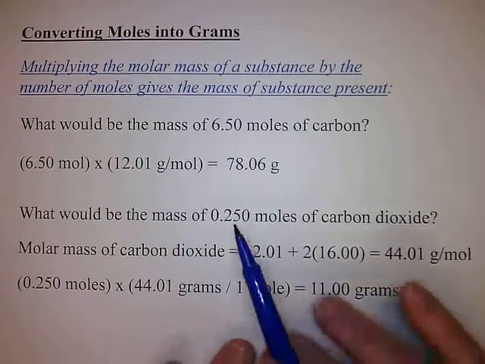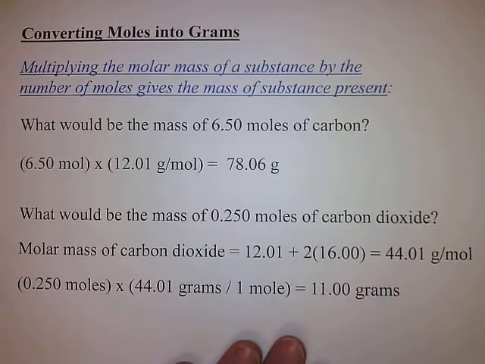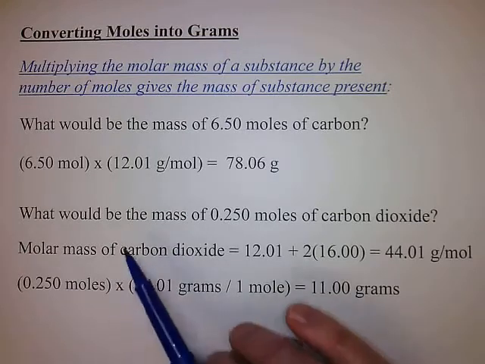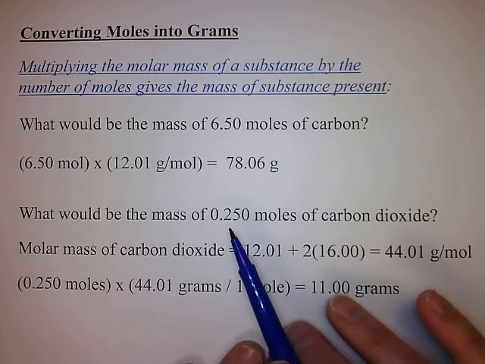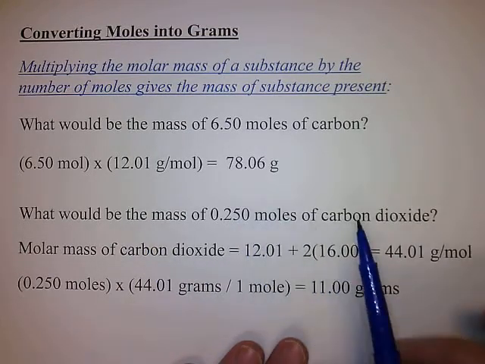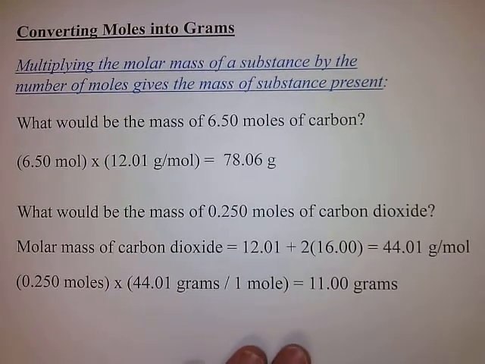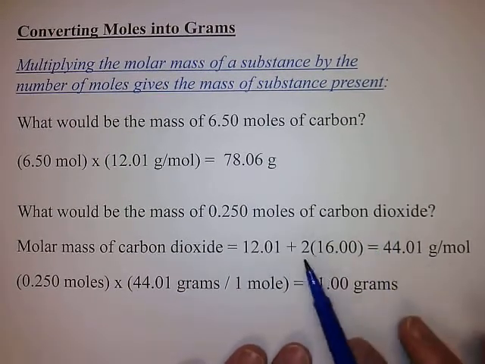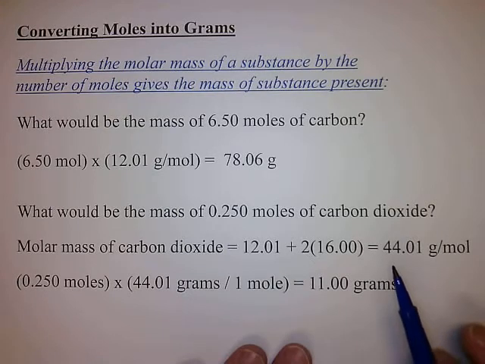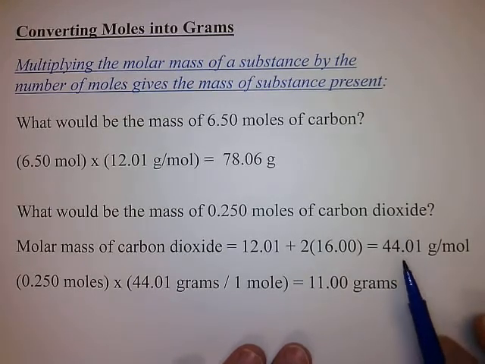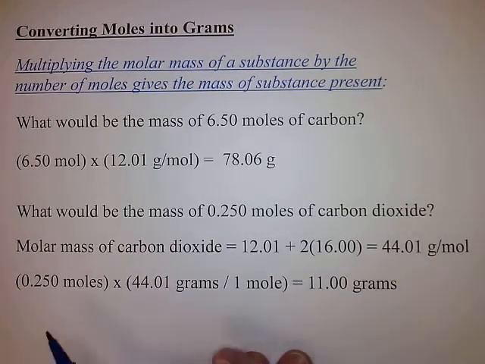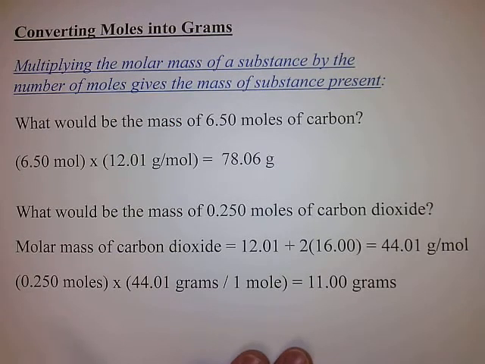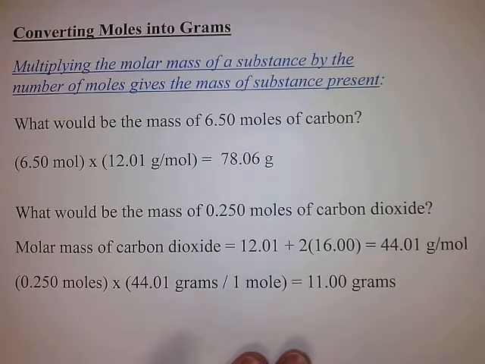Okay, same thing, let's do this calculation for our carbon dioxide example. What would be the mass of 0.250 moles of carbon dioxide? We already figured out the molar mass of carbon dioxide is 44.01 grams per mole, right? So we take 0.250 moles times 44.01 grams per mole, which is 11 grams.